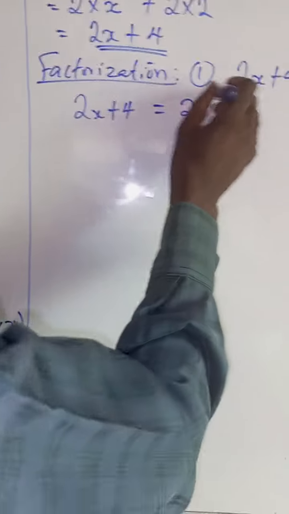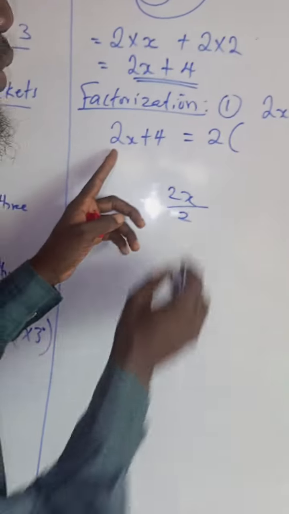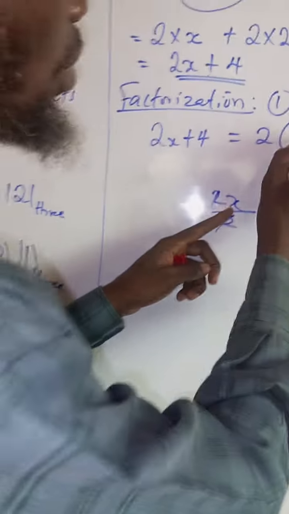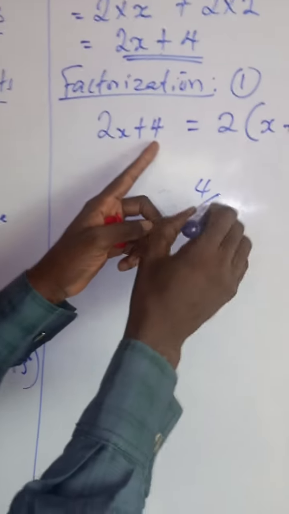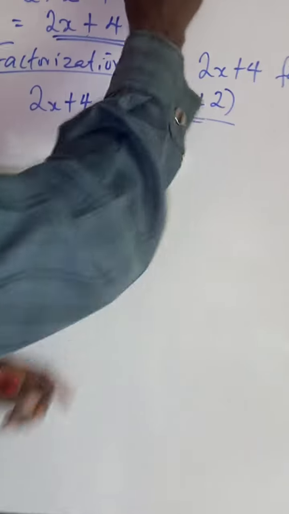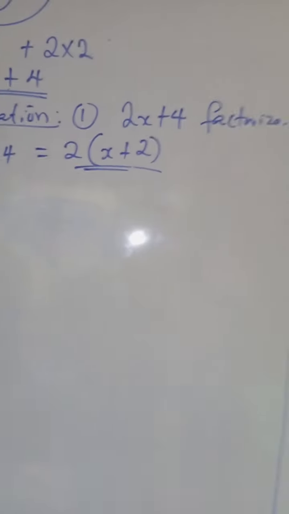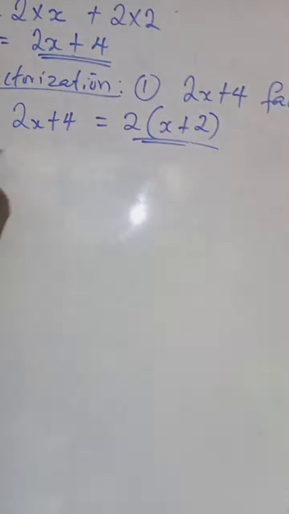So I bring the 2 out, I open the bracket. Now I use this 2 to divide this. 2x divided by 2 will remain x. I write it inside. I use the same 2 to divide this. 4 divided by 2 is 2. So you see that the thing returns back to this. So through factorization, you bring it back to bracket. When you expand it, you bring it to factorization form.